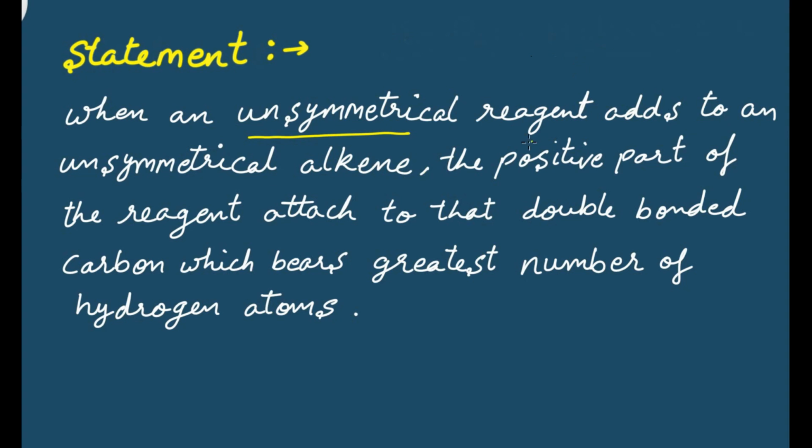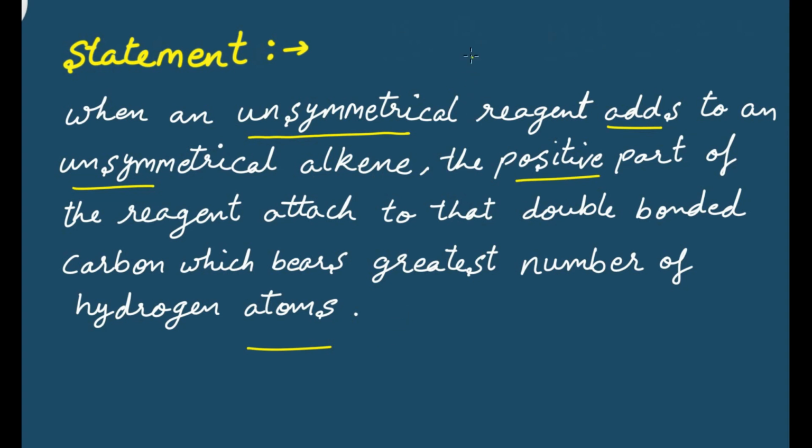When an unsymmetrical reagent adds to an unsymmetrical alkene, so the reagent is also unsymmetrical and the alkene which we are using is also unsymmetrical, like 1-butene, the positive part of the reagent attaches to that double bonded carbon which bears the greatest number of hydrogen atoms.